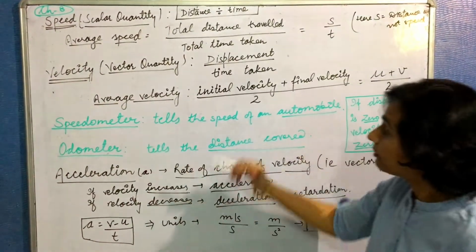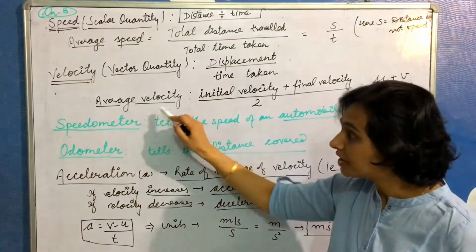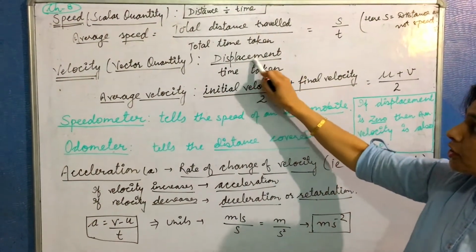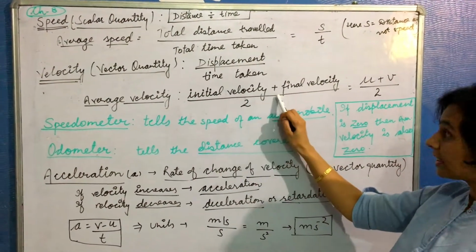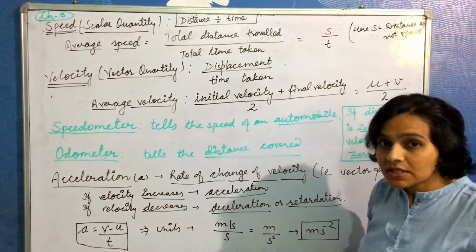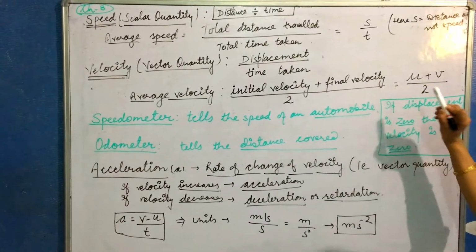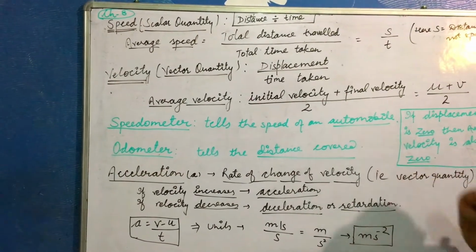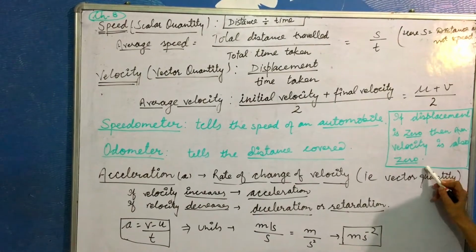Then velocity. Velocity is displacement upon time taken. If you talk about average velocity, then average velocity is what? This is initial velocity plus final velocity divided by 2. Initial means starting velocity. The mathematical expression is u plus v divided by 2. See, if displacement is 0, then average velocity will also be 0.